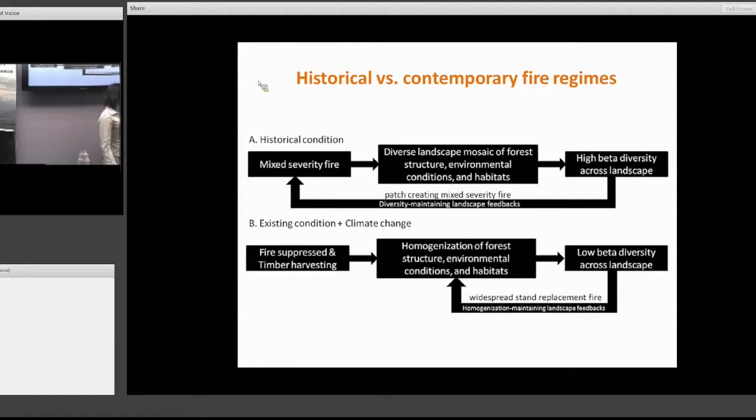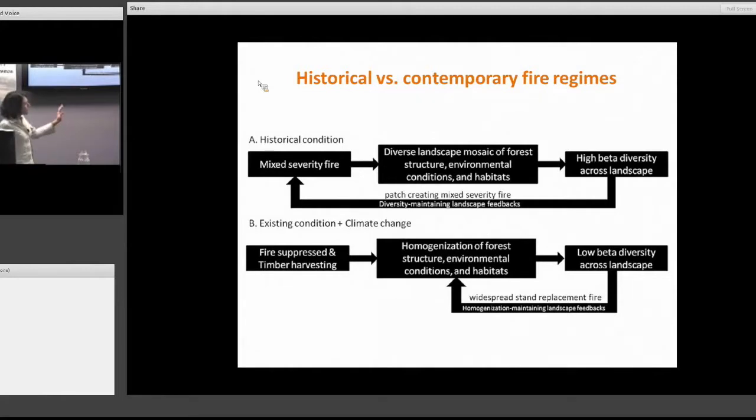Fire suppression and timber harvesting, along with some degree of climate change, might cause fires to burn with higher intensity and over larger spatial scales, which could homogenize forests and environmental conditions and could lead to low beta diversity across the landscape.